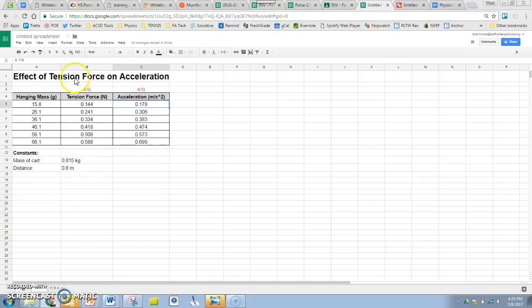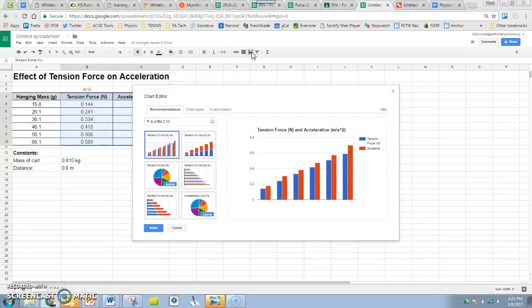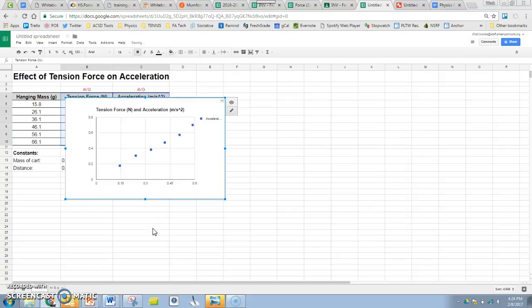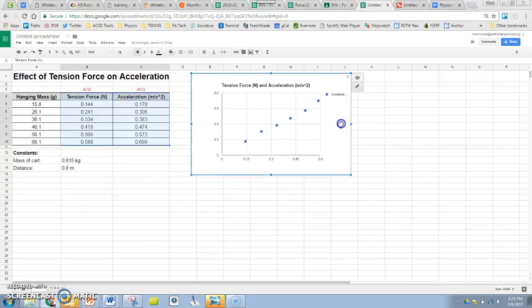All right, so I'm looking for a relationship between tension force, which is the unbalanced force, and the acceleration of the cart. So I'm going to select those 2. Notice I have my independent variable to the left of my dependent. That's how Google Sheets expects me to do it when I make a chart. So I'm going to insert a chart. I'm going to do a scatter plot. Put that in the sheet for us.